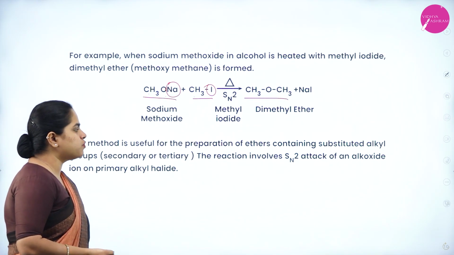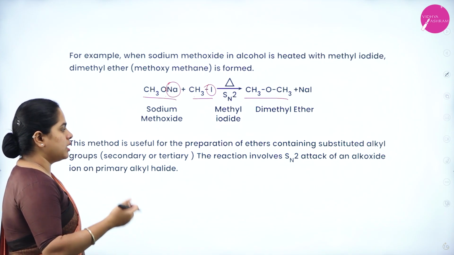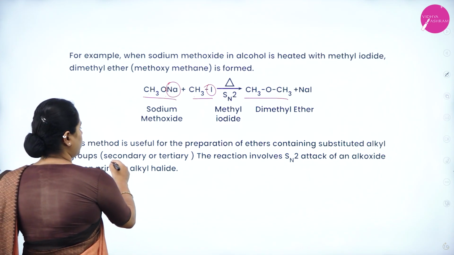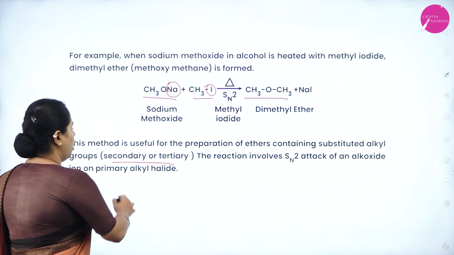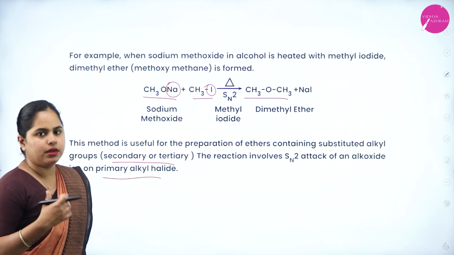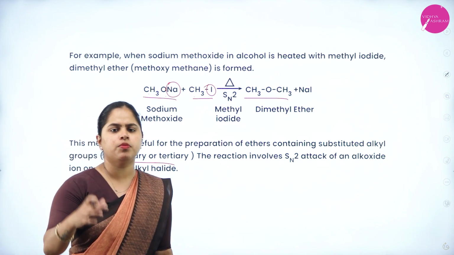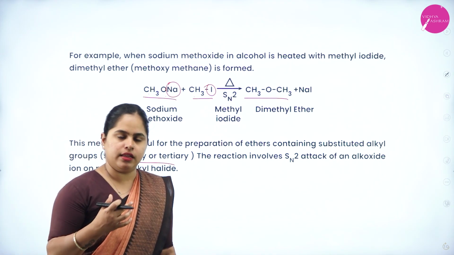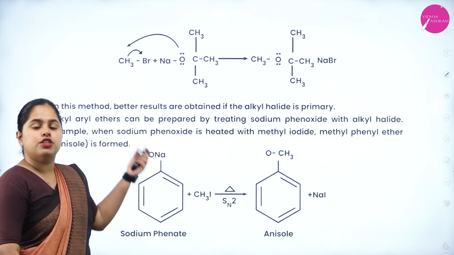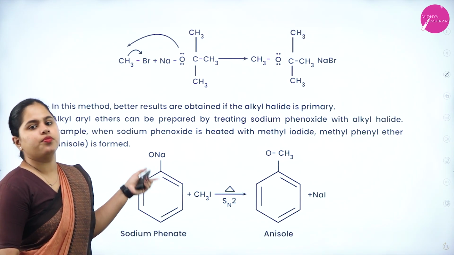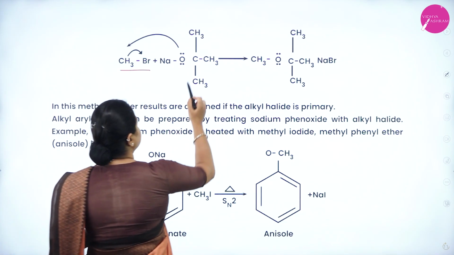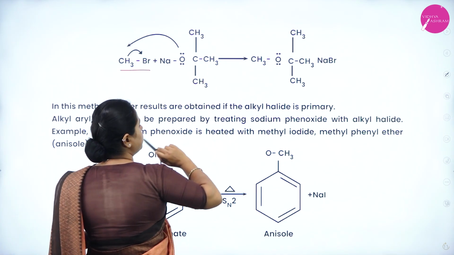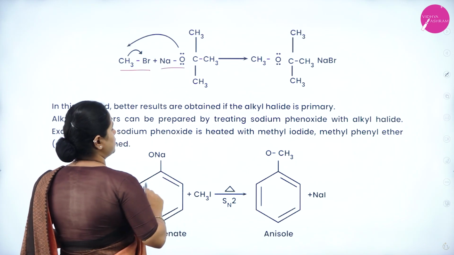Now this method is useful for the preparation of ethers containing substituted alkyl groups, that is secondary or tertiary. The reaction involves SN2 attack of an alkoxide ion on a primary alkyl halide. So that means it follows SN2 mechanism, which in detail we have studied in the last chapter. Right. Now, so here we have taken a tertiary alkoxide. So you can see this is your alkyl halide and we have taken CH3, which is tertiary sodium alkoxide, ONa.